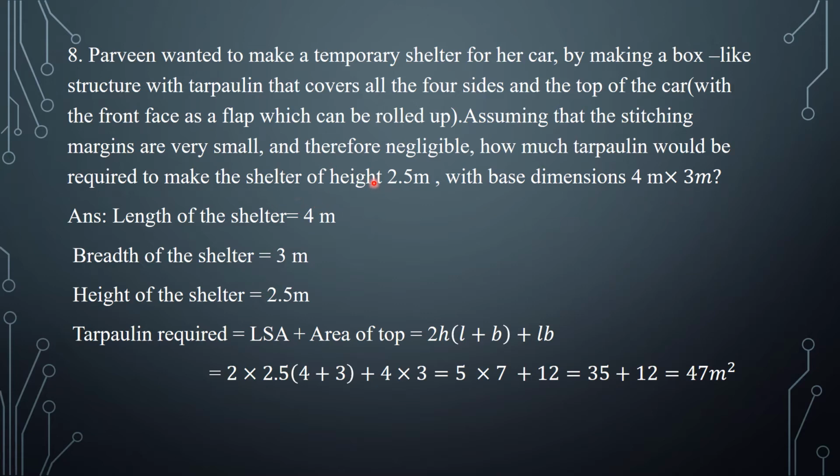Here, the shelter is in the shape of a cuboid with length equal to 4 meter, breadth 3 meter and height 2.5 meter. To find the area of tarpaulin required, we can say all the four sides are covered, that is LSA, and the top of the car is also to be covered, that is area of the top. That is 2h into L plus B plus L into B. Substituting the values for length, breadth and height, we can see the answer as 47 meter square.